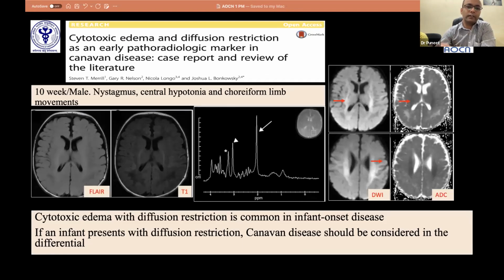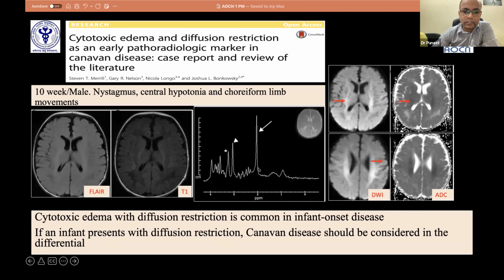So now, the role of the diffusion DWI images in Canavan's disease. In this 10-week-old male, there was nystagmus, central hypotonia, and choreiform limb movements. On the FLAIR sequences, we can see some hyperintensity in the deep white matter. And on the T1 sequences, this area appears to have a low signal.